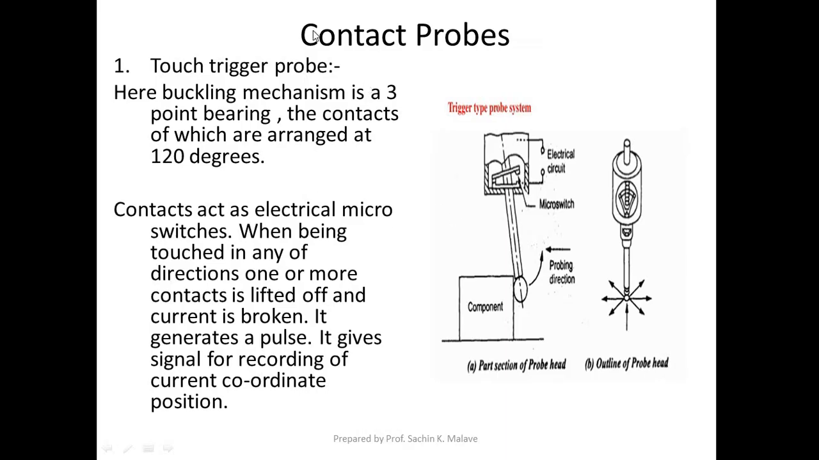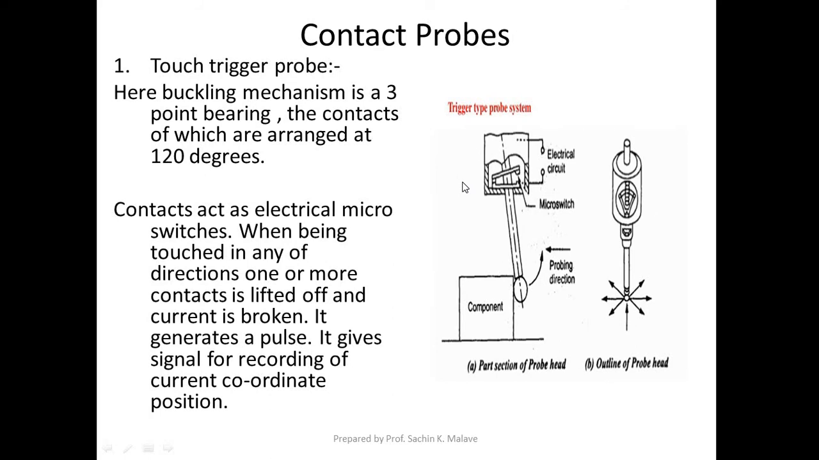Then let us see what this touch trigger probe is, or it is called a trigger type probe. As you can see in this trigger type probe, the main features of these systems are shown in this figure, A and B. In this figure, there is the buckling mechanism. When the probe is going to touch a particular component, it is going to buckle. So the buckling mechanism is there. That is the basic phenomenon.